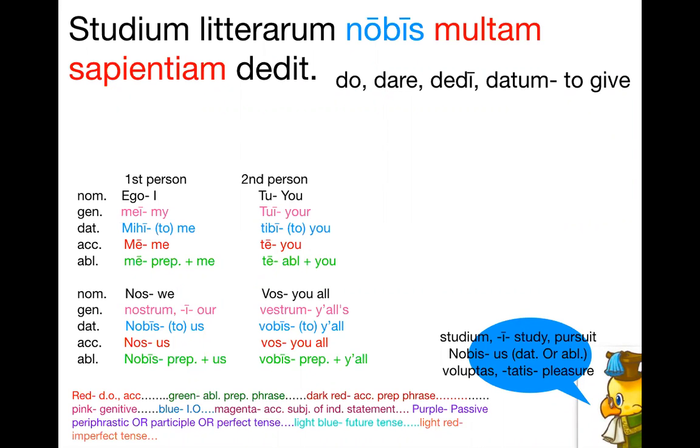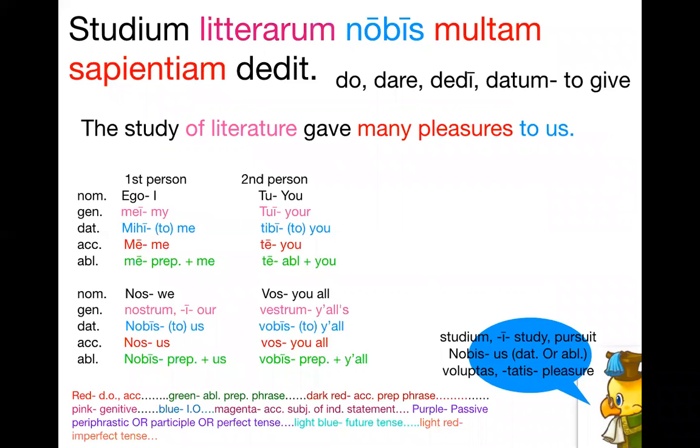So studium literarum nobis multam sapientiam dedit. I mostly picked this one because dedit is one of the weirdest perfect tense forms of a verb we have. It's of dare, right? So it's like the study of literature gave or has given much wisdom nobis to us, right?